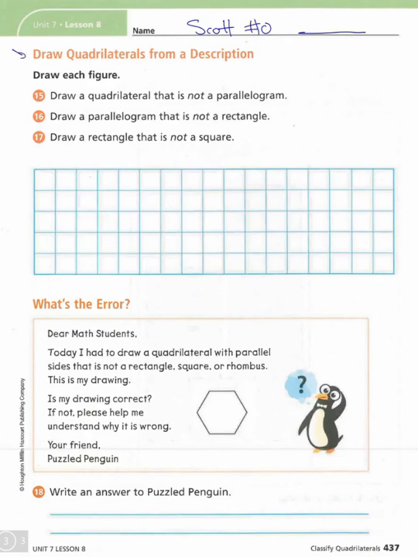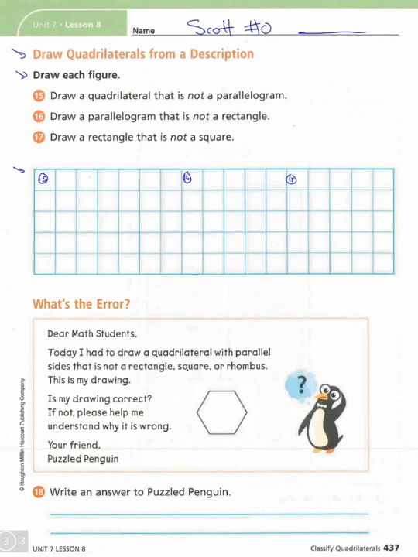All right, so right here it says to draw quadrilaterals from a description. Okay, so we're going to draw each figure. It looks like we're going to draw 3 figures in this area over here. We'll call this one 15, and then scooch over a little bit and call this one 16, and then scooch over a little bit and call this one 17. So hopefully in this space it could be 15, 16, and 17. So hopefully you'll be able to do that.